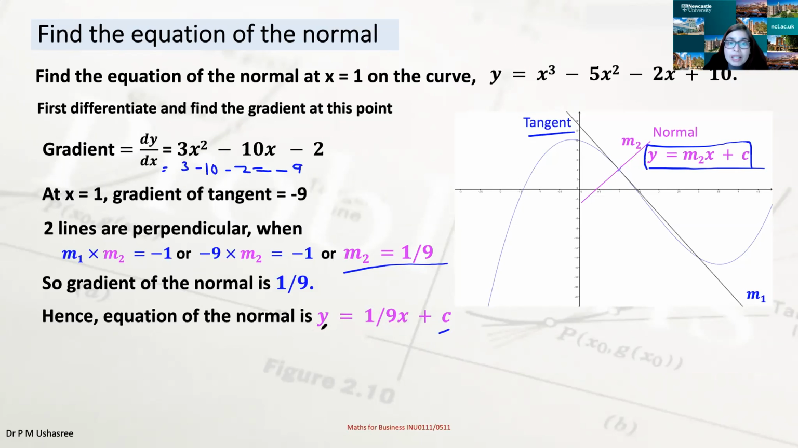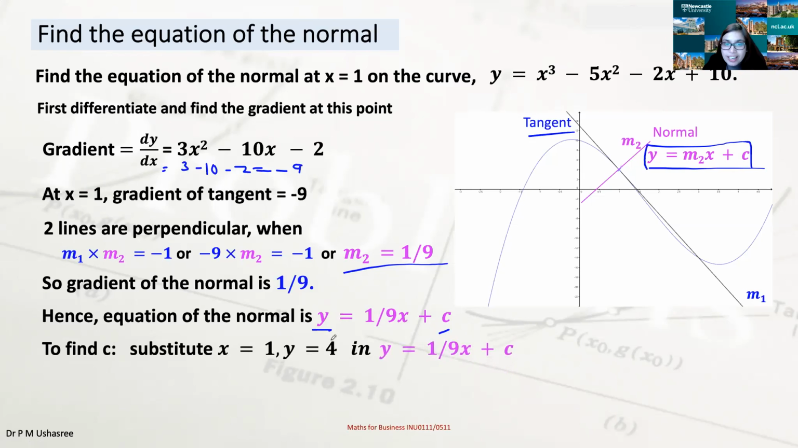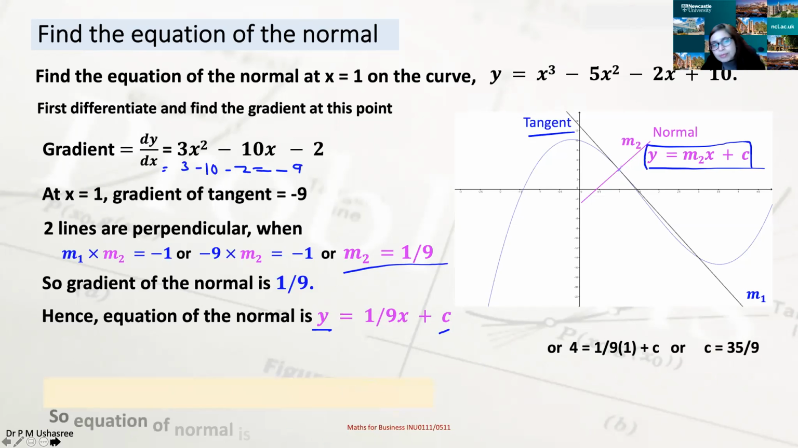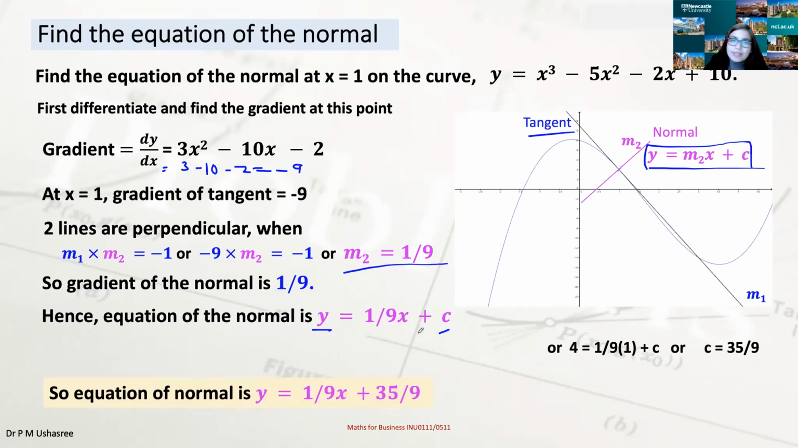And how will you find the y value for this? What is the y value? That's the question here. If x is equal to 1, how will you find c? What is the value of y and what is the value of c? Good, that's right. To find c, substitute x is equal to 1 and y is equal to 4 in this equation here. Then you can rearrange it after substitution and you will get c is equal to 35 over 9, and then put it in your equation. Yeah, put c there. That's your equation for the normal.